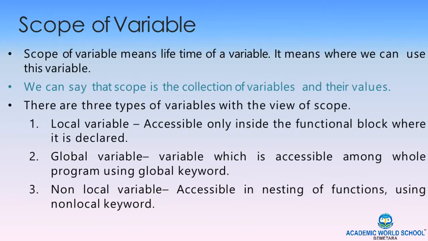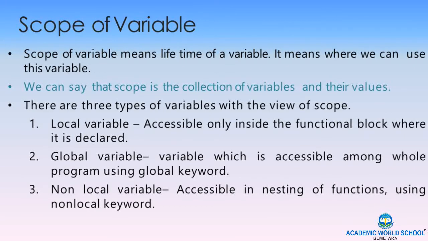Now scope of variable, that is also related to a list. There are three scopes of variables. Scope of a variable means the lifetime of a variable, meaning where we can use this variable. We can say that scope is the collection of variables and their values. There are three types of variable with the view of scope. Number 1, local variable. Number 2, global variable. Number 3, non-local variable. Local variable is accessible only inside the function block where it is declared.